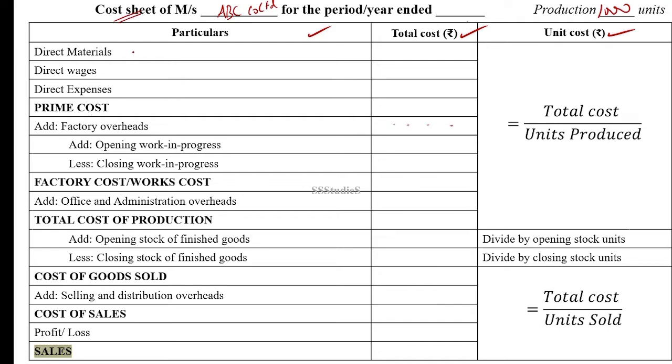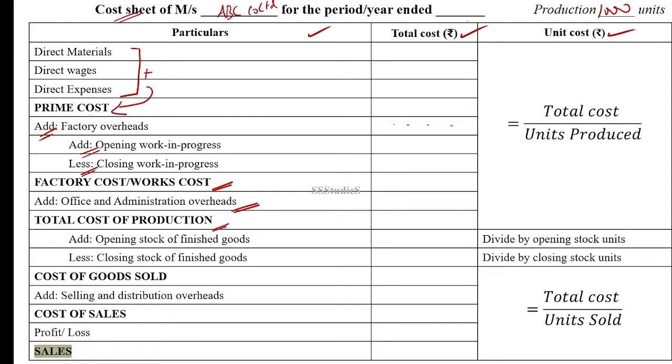So the first part of the cost sheet has direct materials, direct wages, and direct expenses. When you add all these three items, you get the prime cost. So prime cost is made up of direct materials, direct wages, and direct expenses. To the prime cost, if you add factory overheads and then account for the opening and closing work in progress, you get the factory cost, or it is also called as works cost. So prime cost, add factory overheads, add opening work in progress, less closing work in progress, you get factory cost or works cost. To this factory cost, you add office related expenses, indirect expenses, that is office and administration overheads, you get total cost of production.